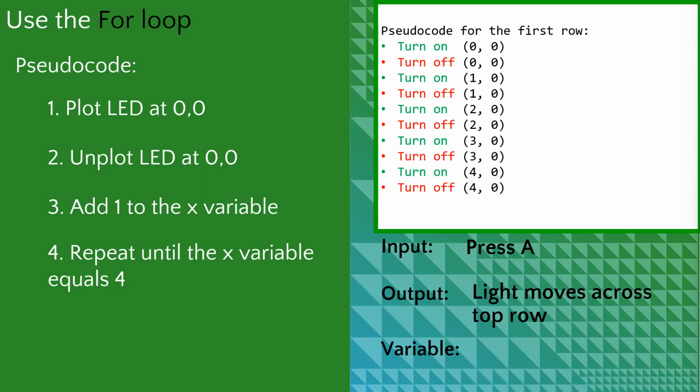So this is our pseudocode, right? We have our pseudocode, our input, and our output. We also need a variable to accomplish this. Notice that our variable is changing in value, not position. This means that we are going to have a number variable rather than a sprite variable. We also need a name for the variable. Now, since it's moving across the row in the X direction, I am going to name mine X.